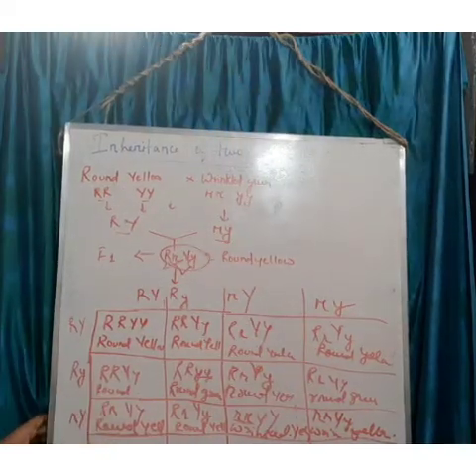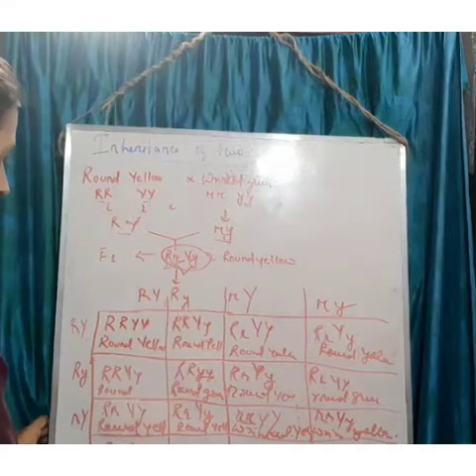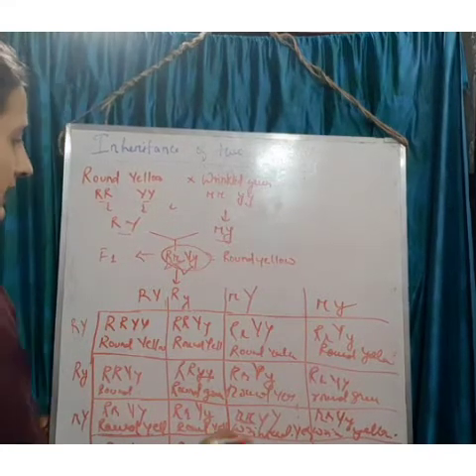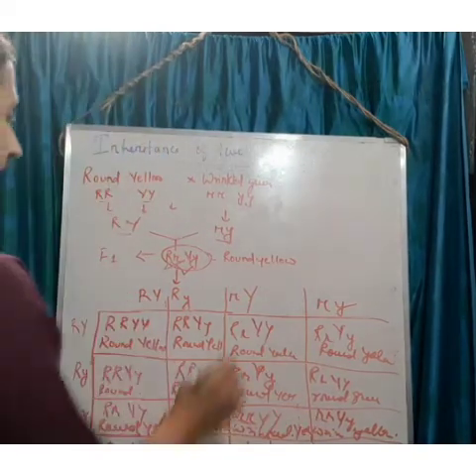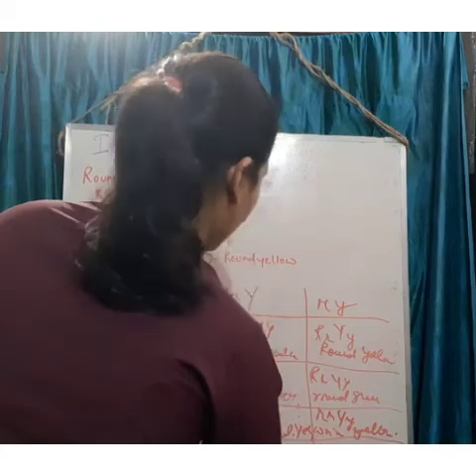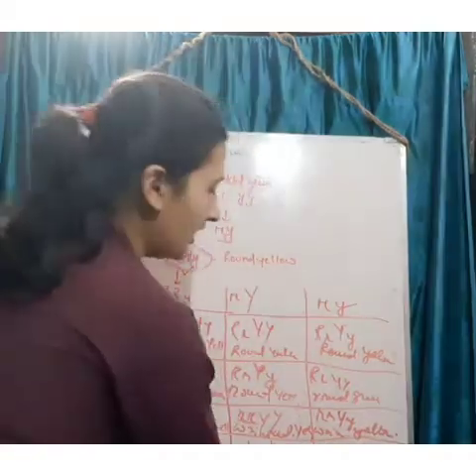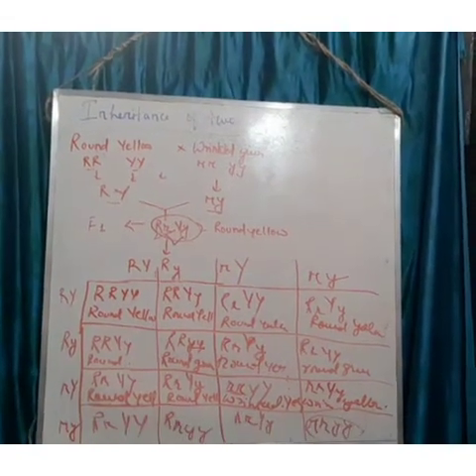And here is again round yellow. Then round green, wrinkle yellow, and wrinkle green. See, this last one is your wrinkle green. I hope you all can see this.